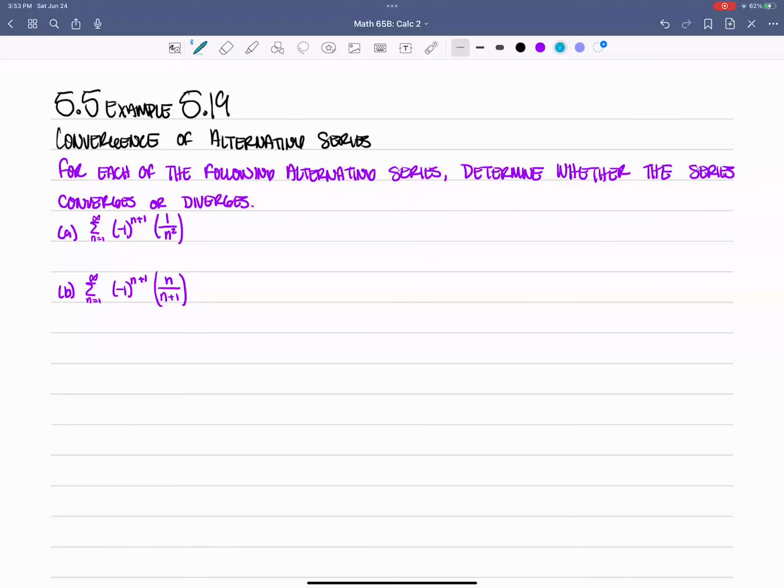Section 5.5, example 19, convergence of alternating series. An alternating series is just like a plus-minus series. In this case, for even numbers it's positive, and for odd numbers it's negative.